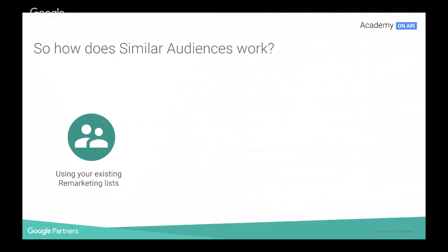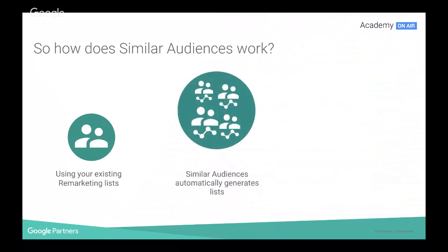How does that work? It's super simple because similar audiences lists are created automatically out of your remarketing lists. So once you have remarketing lists in your account, then you also have similar audiences because they are created automatically. You don't need to do anything, and they're ready to be used as soon as they populate with cookies.